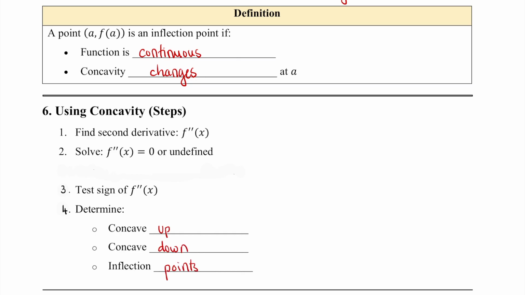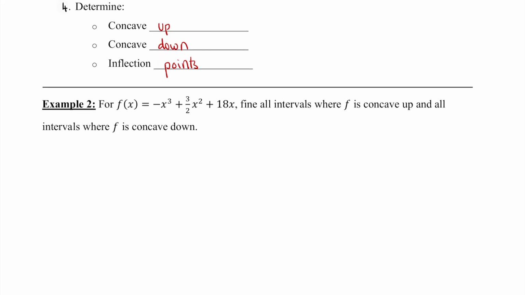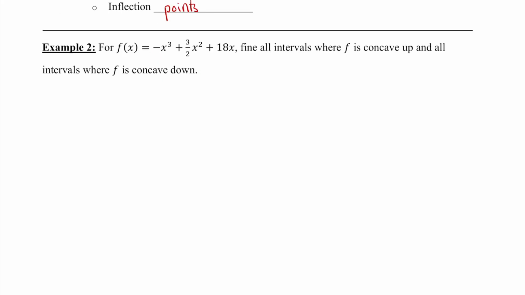Now, let's apply these steps in an example. We're given the function f of x equals negative x to the third plus 3 over 2 x squared plus 18x. And we want to find all intervals where the function is concave up and all intervals where the function is concave down. Step 1, find the second derivative.